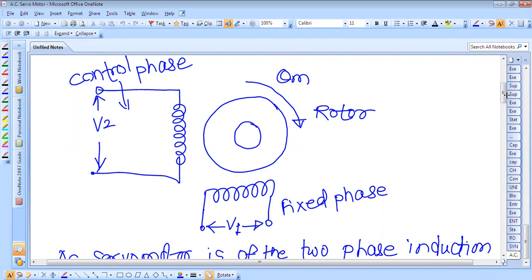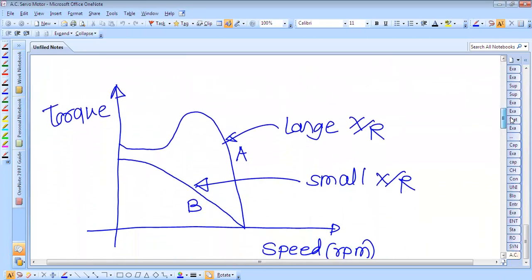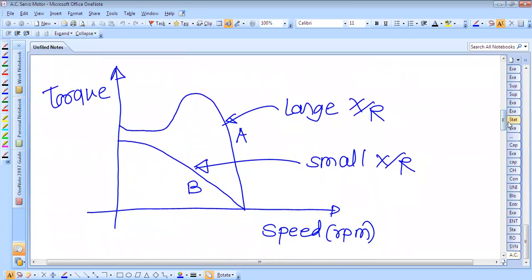The rotor construction is usually of the squirrel cage type, and the diameter of the rotor is made small in order to reduce the inertia. If you reduce the diameter, it helps in improving the acceleration characteristics. So this A.C. servo motor is of the two-phase induction type. This is the torque speed characteristics of the A.C. servo motor.